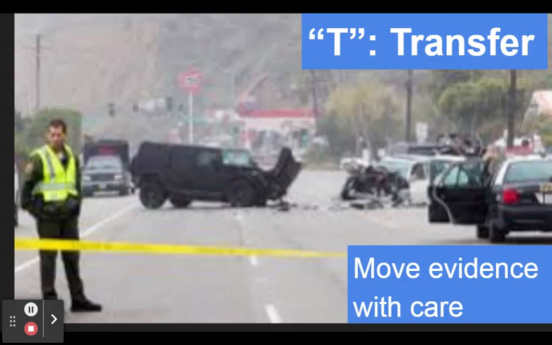T is for transfer, move evidence with care. Obviously. But you know what? At some point in history, this had to be spelled out for us because somebody didn't do this right. So rules are made because people didn't do things the way they were supposed to.